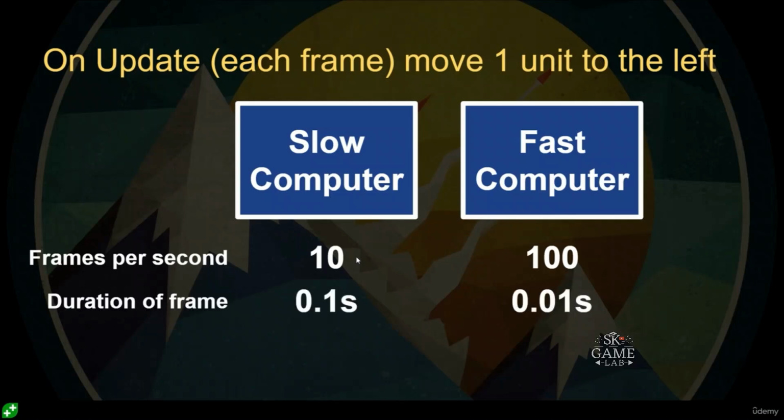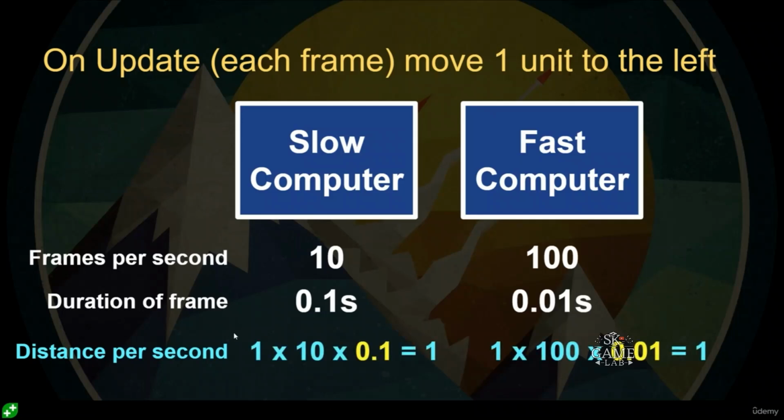But looking at my example here, if we have 10 frames per second, that means each frame is 0.1 second, yes? 0.1, 0.1, 0.1. If you do that 10 times, it reaches 1 second. On a fast computer, if we've got 100 frames, then each frame is lasting 0.01 of a second, because 100 of the 0.01s is going to add up to 1 second. So the distance per second, remember we're saying move 1 to the left every single frame, so 1, and we're doing 10 frames per second. If we multiply by 0.1, in other words, how long is a frame, we get a value of 1. It'll move 1 to the left.